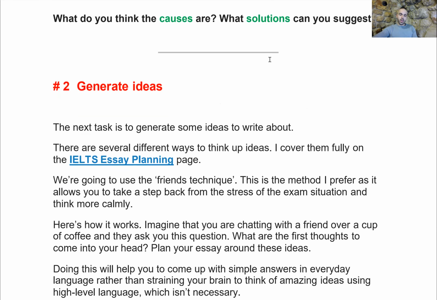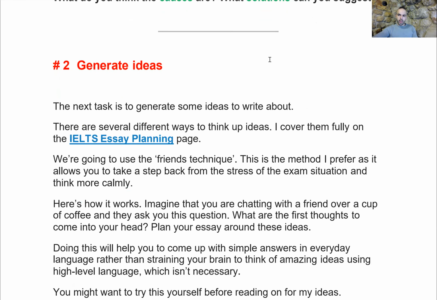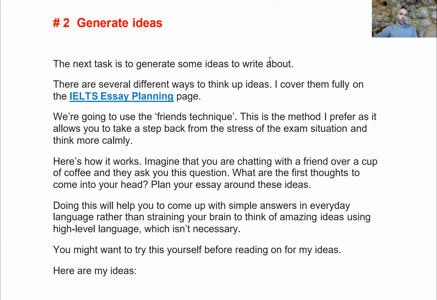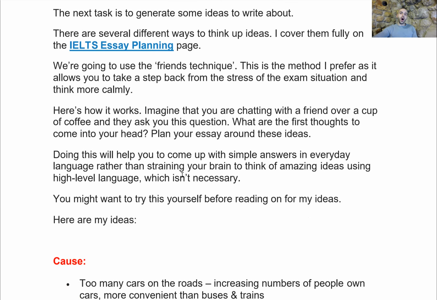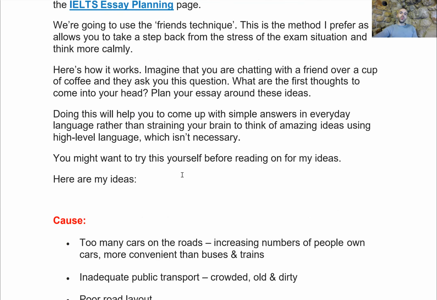So the next task is to generate some ideas to write about. So we are going to use the friends technique. This is the method I prefer as it allows you to take a step back from the stress of the exam situation and think more calmly. Here is how it works.